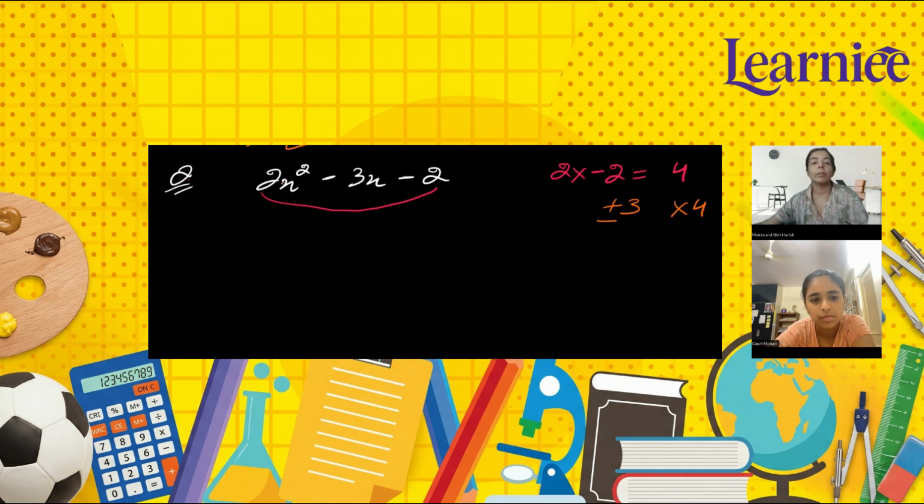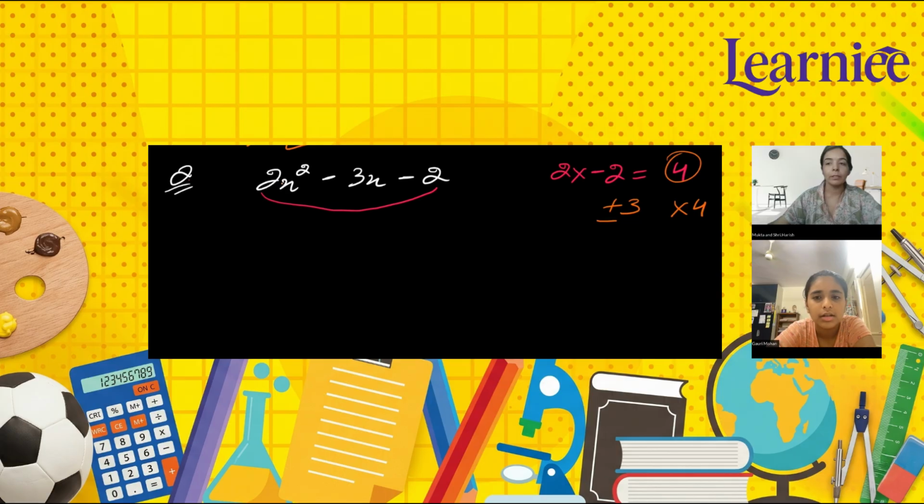2 into 2 is not possible, right? Because if we add up 2 with 2, we will be getting 4, and we want 3 in the middle term. Means if we do plus or minus, we should get 3. So can we take 4 and 1? 1 can also be a factor, right? How can you split 4?